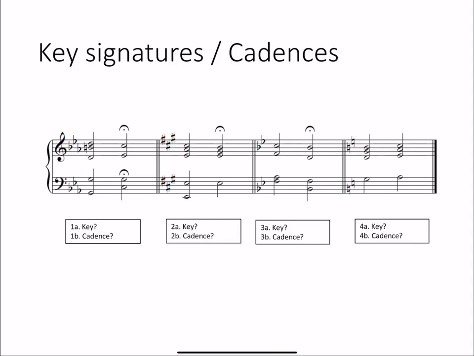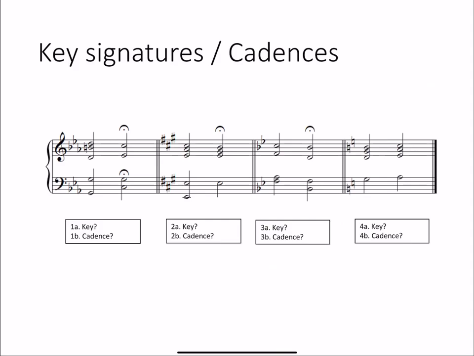Right, so question 1A, the key signature is C minor, and it's called G major going to C minor, so it's 5 to 1, or a perfect cadence. Question 2, we're in A major, and the cadence is imperfect, because you are going from A, chord 1, to E, which is chord 5.